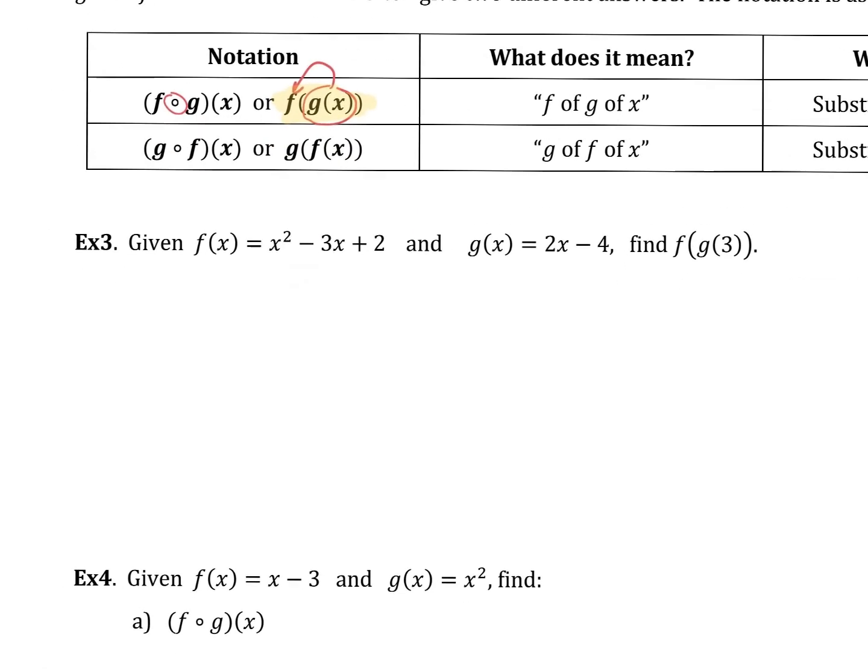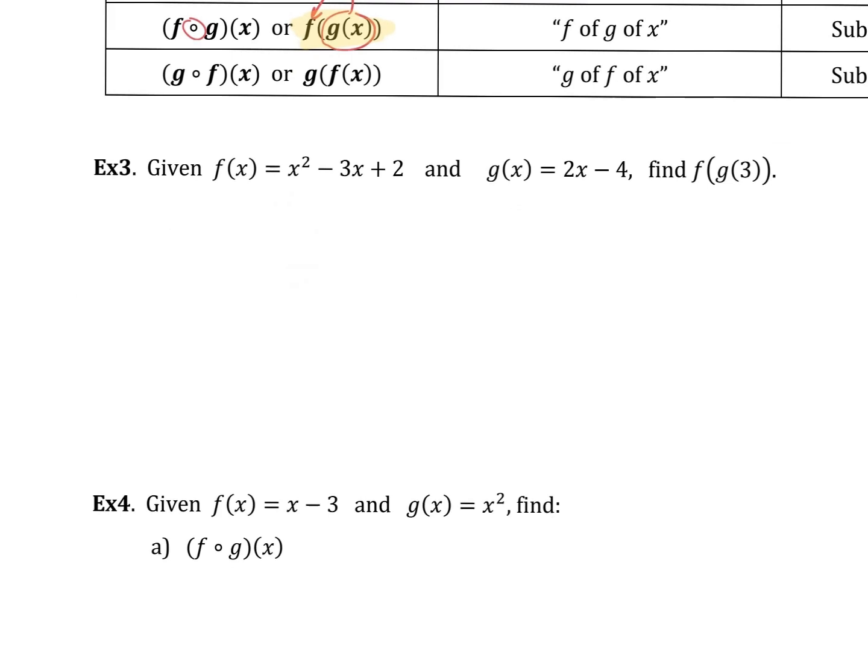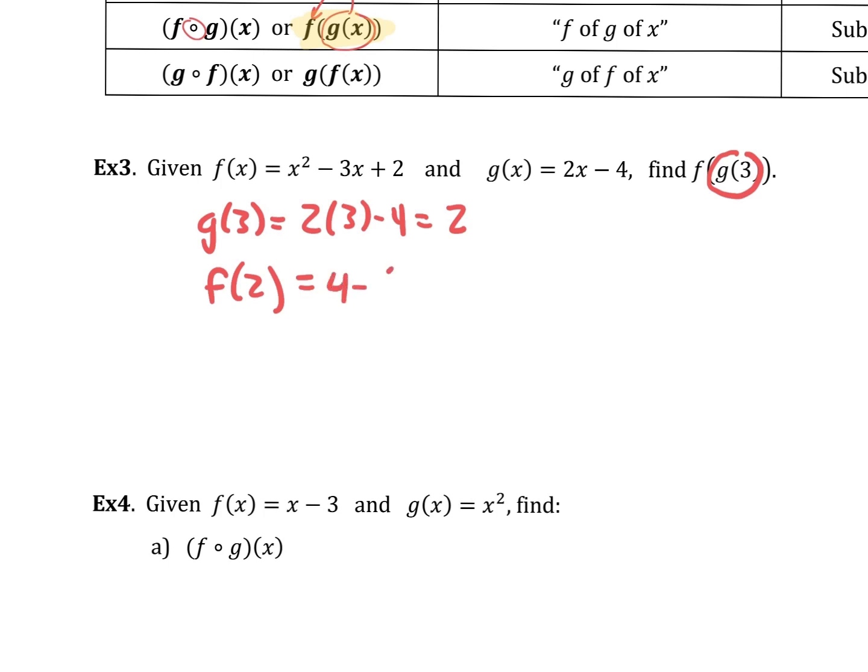So let's do one. And again, we did this in the log unit, so this should kind of feel like review. f of x is x squared minus blah, blah, blah, and g of x is blah, blah, blah. Find f of g of 3. So let's do g of 3 first, and then that output we'll find the f of that. g of 3 is 2 times 3 minus 4, which is just 6 minus 4, which is 2. And then I need to find f of that. f of that is 4 minus 6 plus 2, which is 0.